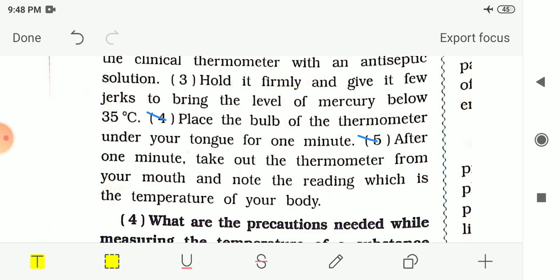So now after that, you have to place the bulb of this thermometer under your tongue for 1 minute, and after 1 minute you can take the thermometer out of your mouth and note the reading, which is the temperature of your body. So this is how you can measure the temperature of your body with the help of a clinical thermometer.